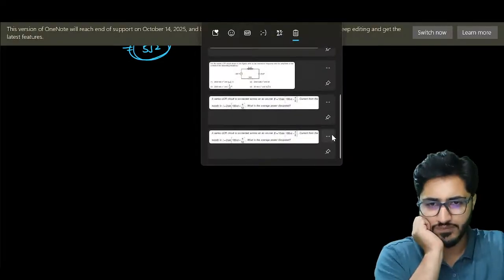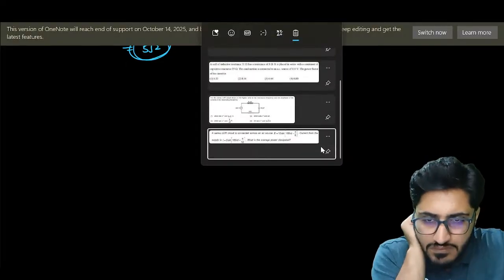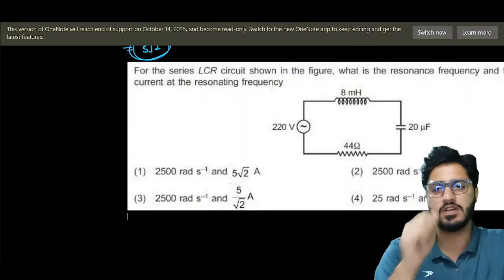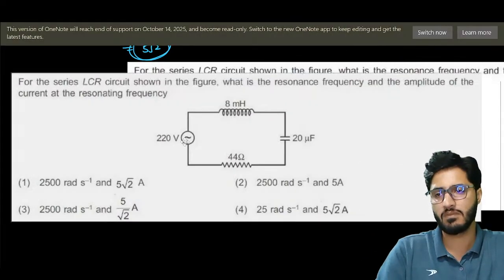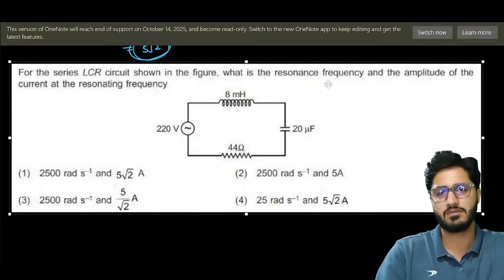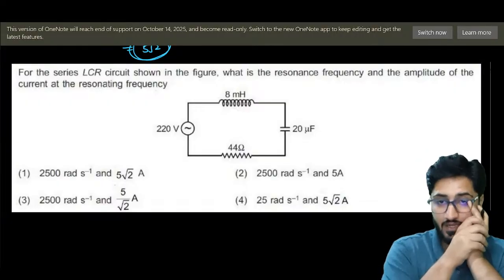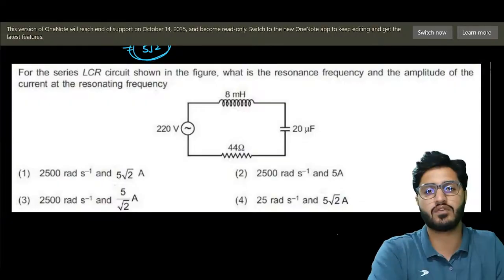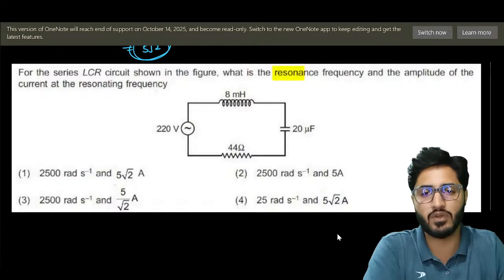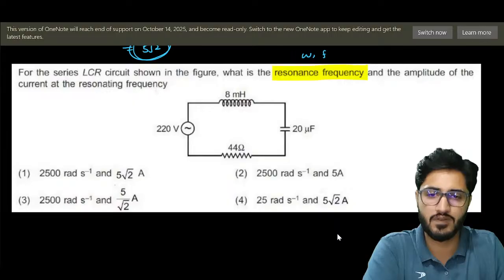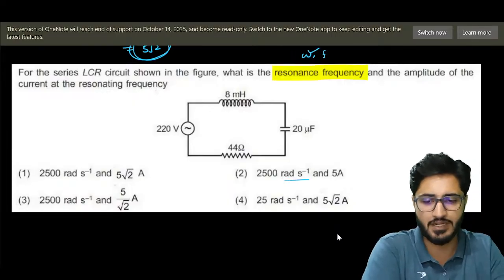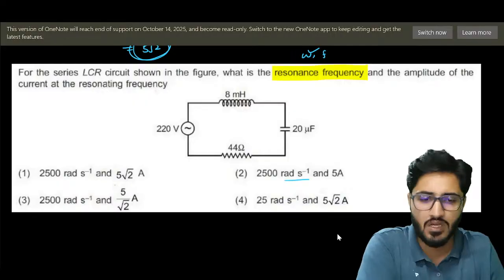Next, let us discuss this one now. A good numerical. So what we are having now is an LCR circuit. What is the resonance frequency? So what we have to find out? A resonance frequency, either omega or f. Look, it is radian per second, so we have to find out omega only, not f.